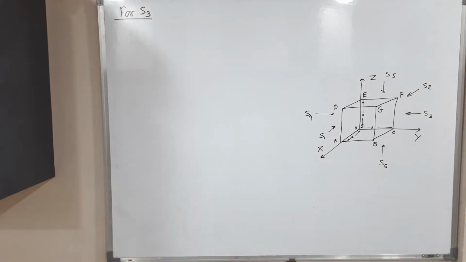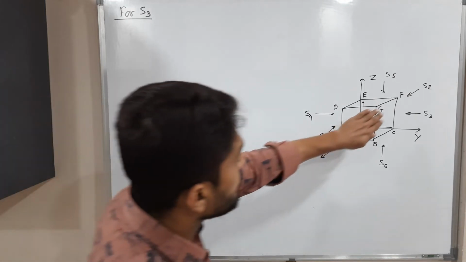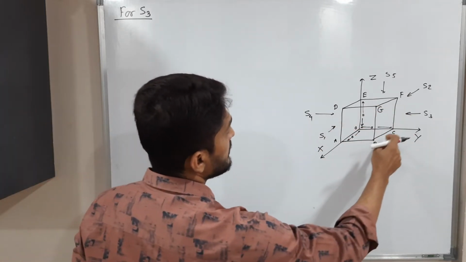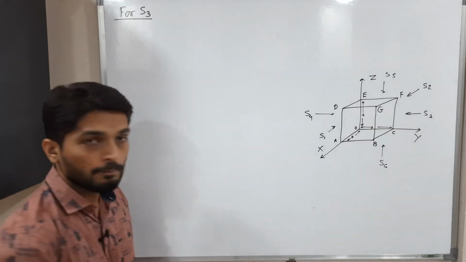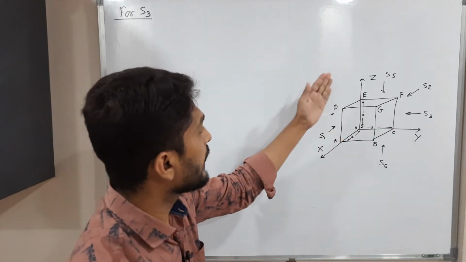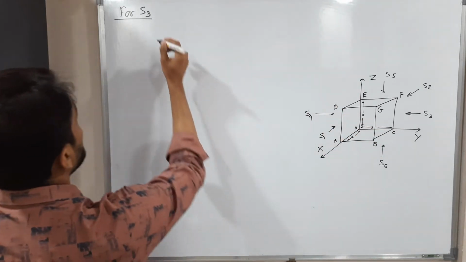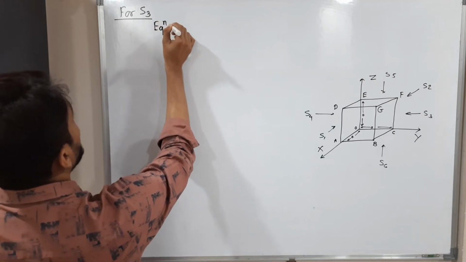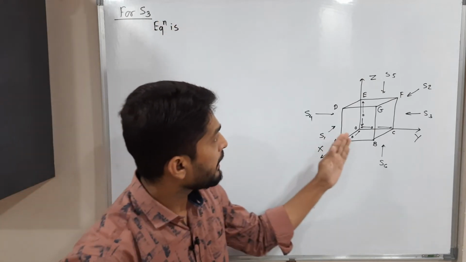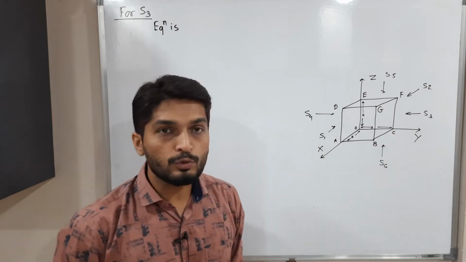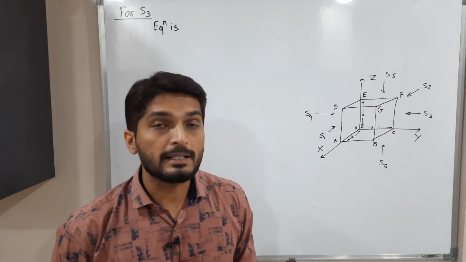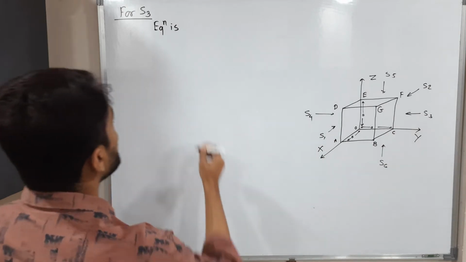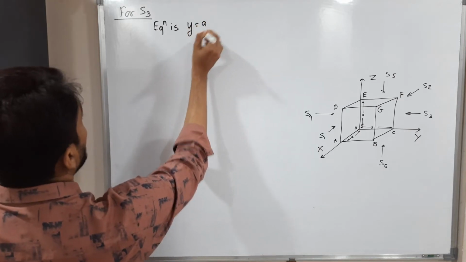So let us work on S3 now. As you can see, here we have surface S3, B, C, F, G. It is parallel to the XZ plane. So first of all I should write its equation. It is parallel to the xz plane and passes through y equal to a. So obviously its equation is y equal to a.